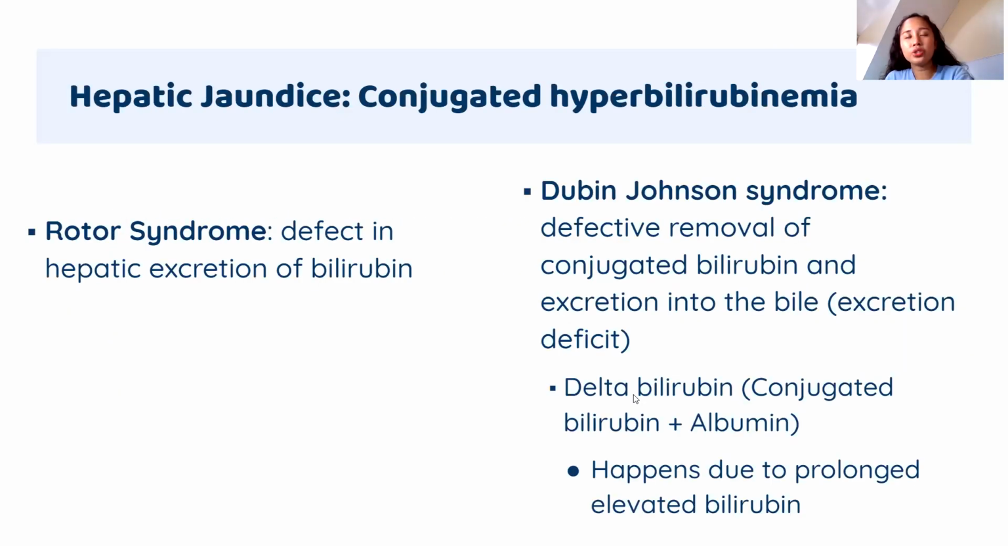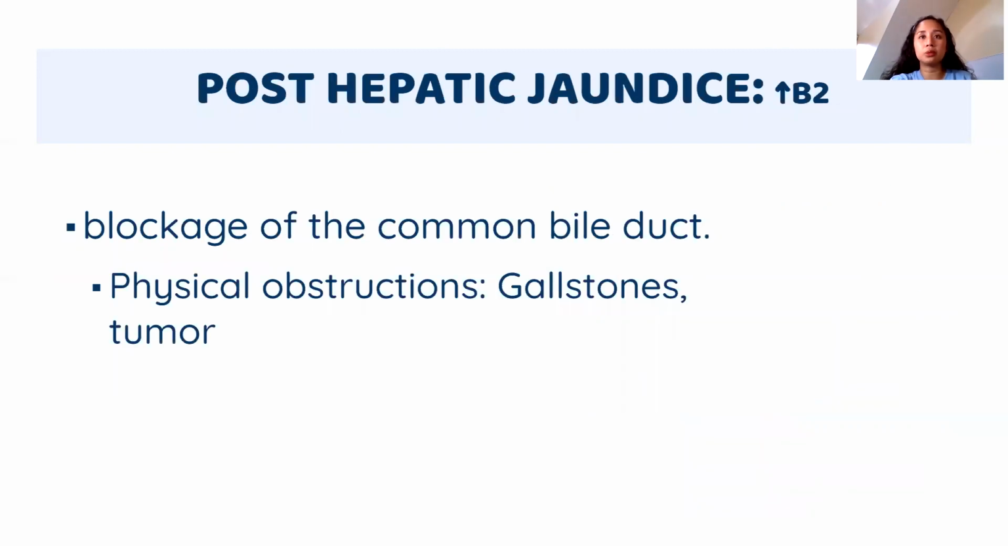So class, conjugated bilirubin shouldn't be attached to albumin. However, since masyado nang na-stuck, di talaga masikrit yung conjugated bilirubin, nag-attach na siya sa albumin, forming a delta bilirubin. Due to prolonged elevated conjugated bilirubin, since there's failure to excrete it, nag-bind na tuloy sa albumin, forming delta bilirubin.